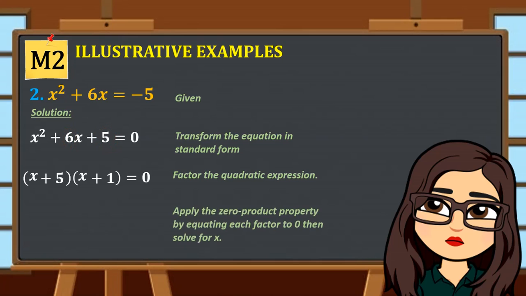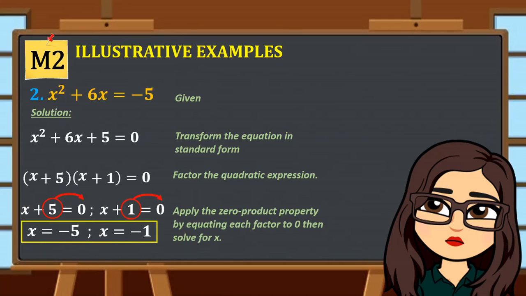Next, apply the zero product property by equating each factor to 0. Then solve for the value of x. So we have now x plus 5 equals 0 and x plus 1 equals 0. So for x plus 5 equals 0, we will transpose 5 to the right side. So positive will become negative. So x equals negative 5. Next, for x plus 1 equals 0, transpose 1 to the right side, and we have now x equals negative 1. And the values of x now are negative 5 and negative 1.